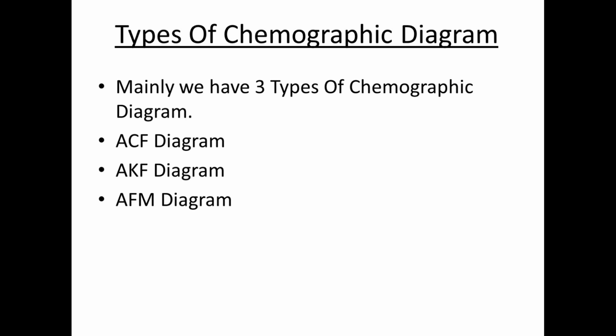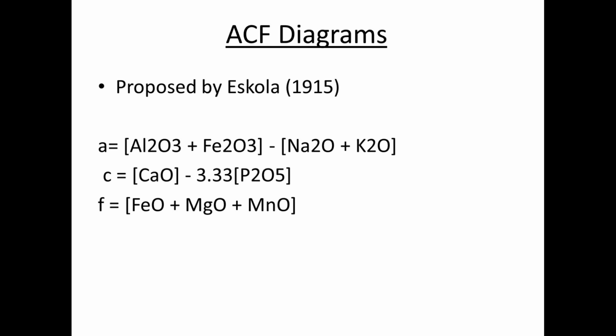Now coming on to the types of chemographic diagrams, we have 3 types of chemographic diagrams here. One is ACF, second one is AKF, and the third one is AFM diagram. First, let's discuss the ACF diagram. It was proposed by Eskola in 1915. As you can see, it has 3 pseudo components A, C and F, where A is Al2O3 plus Fe2O3 minus Na2O and K2O, and C is CaO minus 3.3 P2O5, and F is FeO plus MgO plus MnO.